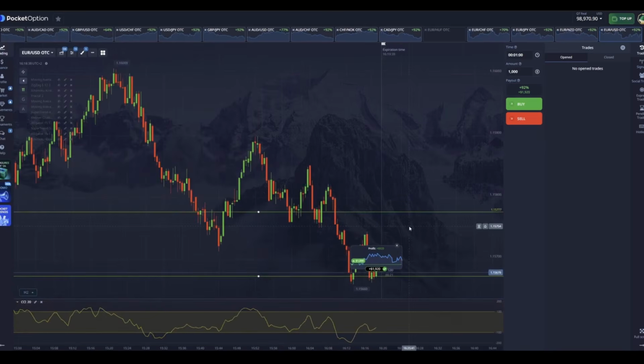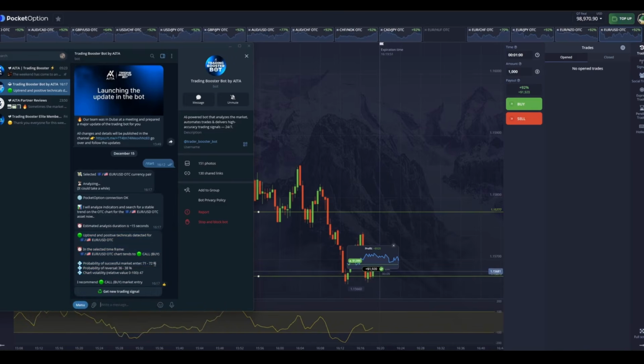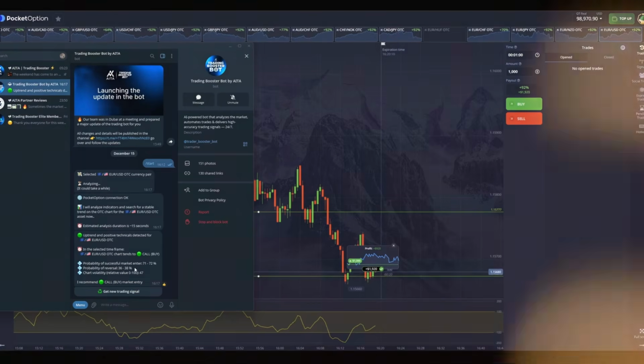Let's break down how this artificial intelligence works and how you can get it right now. Again, it doesn't trade for you. What it does is check what's happening with the currency pair, analyze it, and give you a short summary with the probability of a successful entry and the likelihood of a reversal. It also tells you the current volatility and where it recommends opening a trade. So you need to understand this isn't a magic button, it's not a money button, it's just our assistant that helps us analyze the chart.